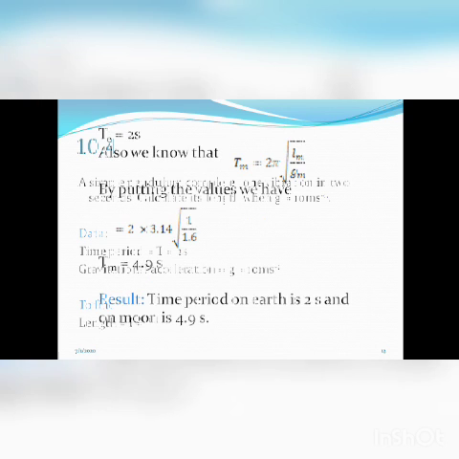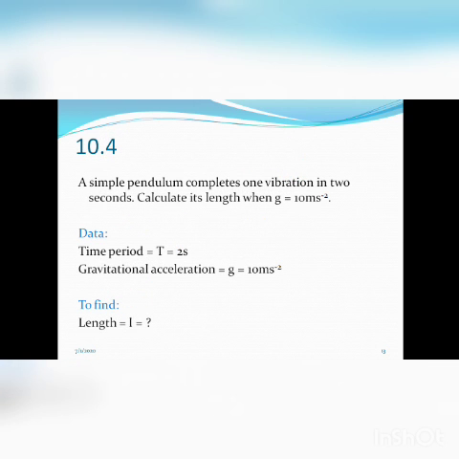Numerical 10.4. A simple pendulum completes one vibration in 2 seconds. Calculate its length when g is equal to 10 meter per second square. Data: time period T is equal to 2 seconds. Gravitational acceleration g is 10 meter per second square. What we have to find out? We have to find out the length.